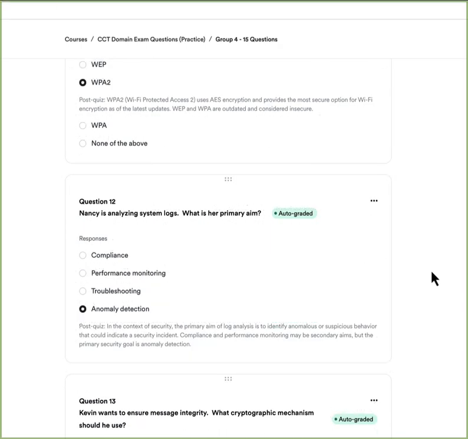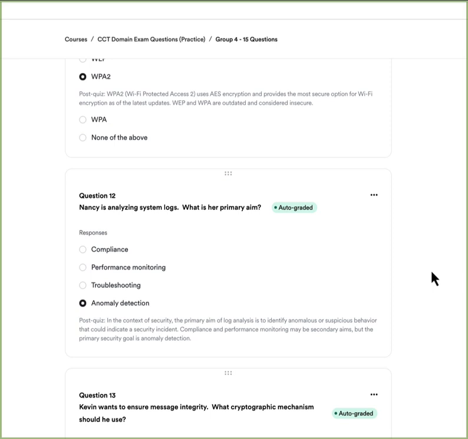Question 12. Nancy is analyzing system logs. What is her primary aim? A, compliance. B, performance monitoring. C, troubleshooting. Or D, anomaly detection. Question 12 is Nancy's analyzing system logs. What is her primary aim?